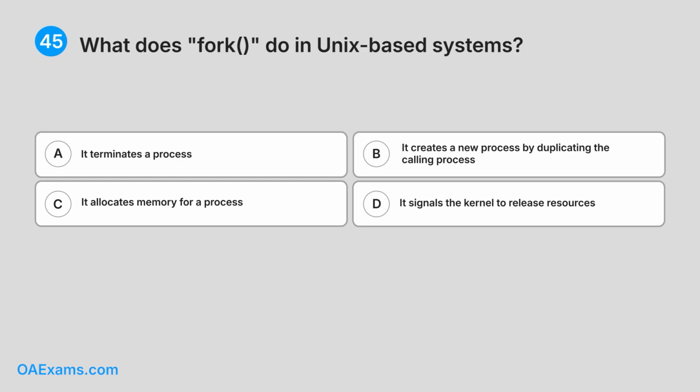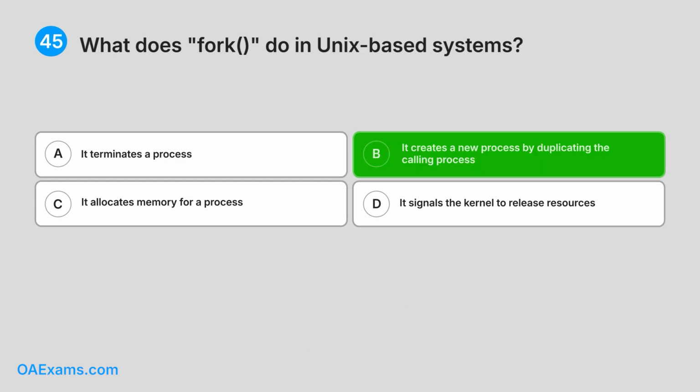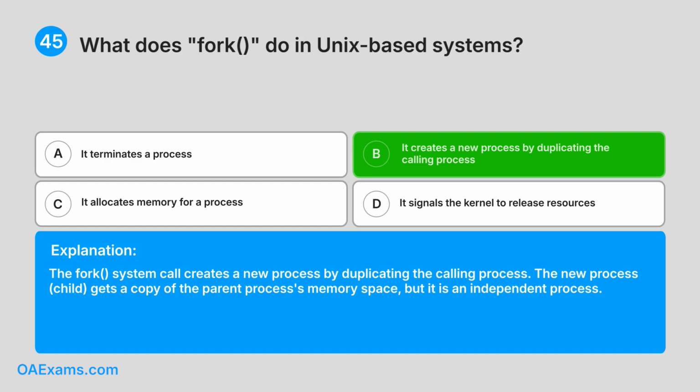Correct answer. B. It creates a new process by duplicating the calling process. Explanation: the fork() system call creates a new process by duplicating the calling process. The new process, the child, gets a copy of the parent process's memory space, but it is an independent process.